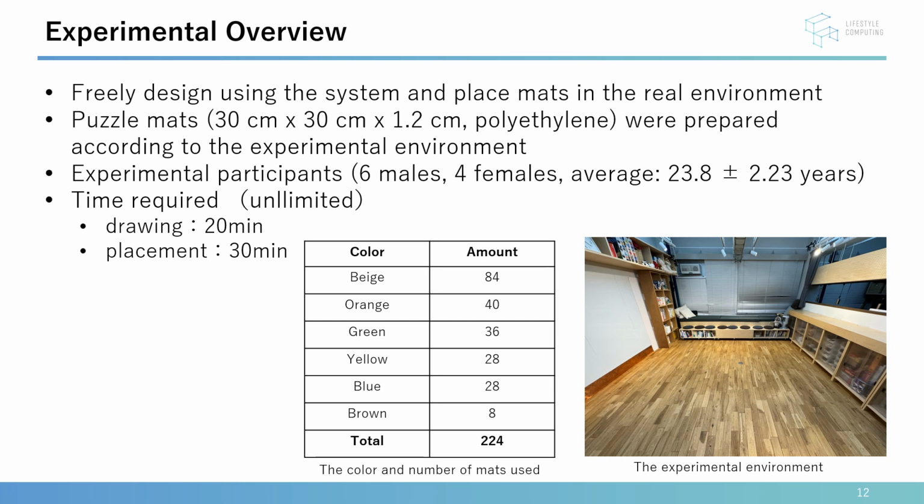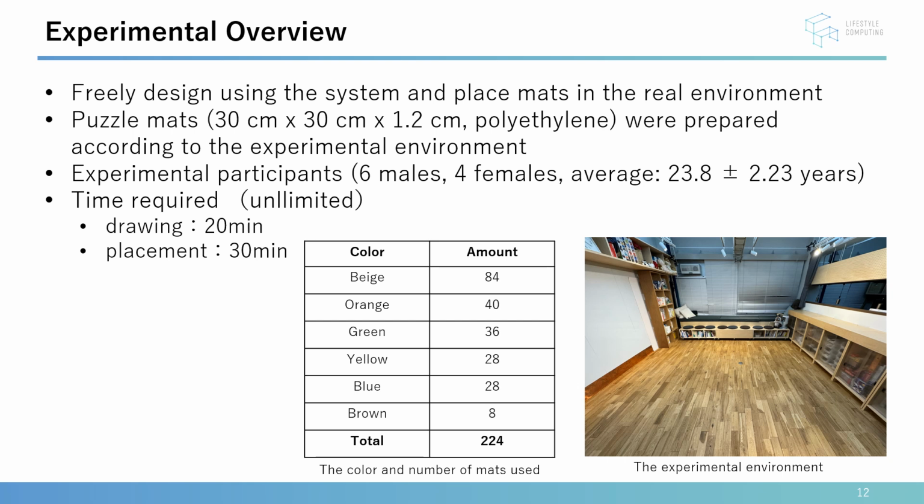To evaluate the effectiveness of the system, an experiment was conducted to create designs using this system and place puzzle mat in the actual environment. The experimental environment used the room shown in the picture, and in advance a total of 224 mats in 6 colors: beige, orange, green, yellow, blue, and brown were prepared to match the dimensions of the room.